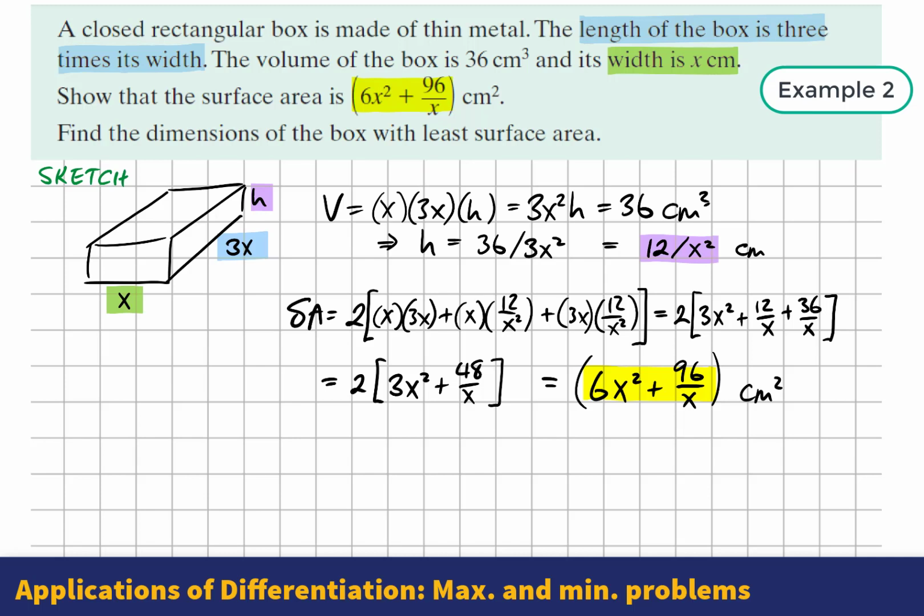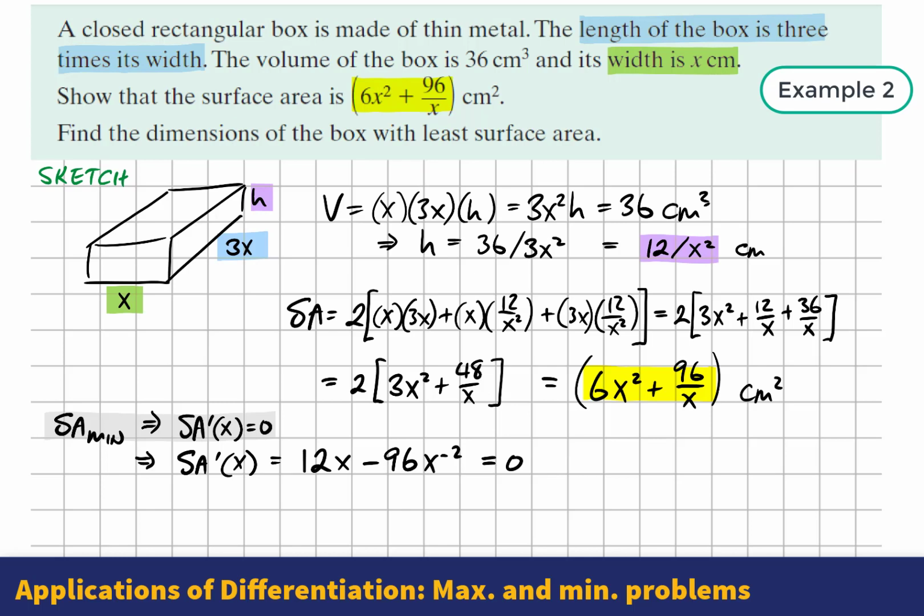In the second part of the question, we want to find the dimension of the box with the least surface area. In other words, that will be when the derivative of the function for surface area equals 0. So we want to derive this function, the 6x squared plus 96 over x. Now 96 over x means 96 times x to the power of negative 1. We multiply by the power and reduce the power by 1. So this becomes 12x, multiplying by negative 1 times 96 and reduce the power by 1 is x to the negative 2. So we let this equal to 0 at the minimum.